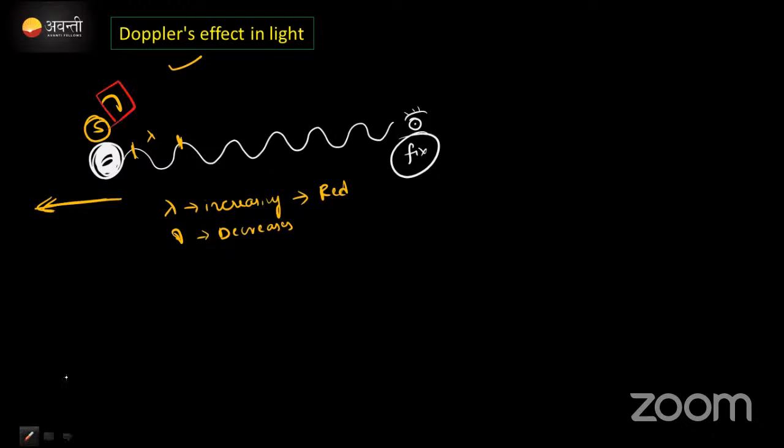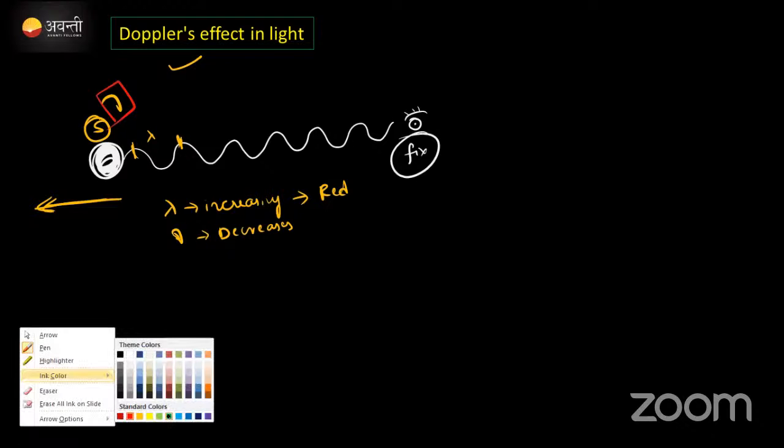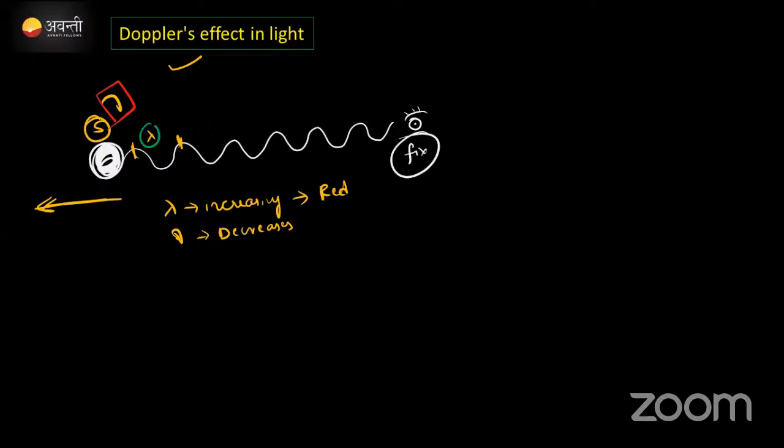When the source starts to move away from this fixed person, this lambda is increasing. At that time this person will feel the frequency of light is different. I'm going to call that one a new nu dash. Wavelength increases means the frequency is decreasing. If the frequency is decreasing, a change in frequency takes place.